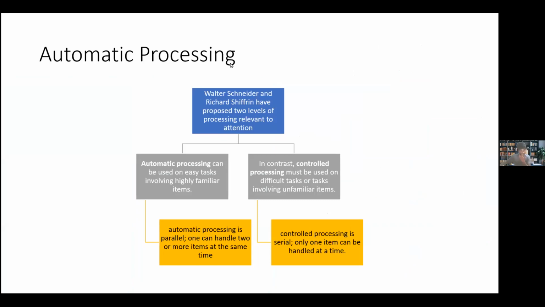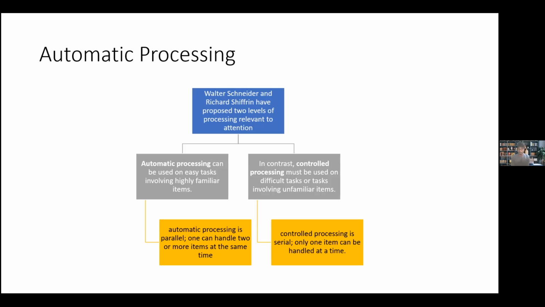So Walter Schneider and Richard Shiffrin distinguished between two levels of processing, two levels of attention. One is automatic. On the other hand, you have control processing. They did not say this one happens first or this one happens later. They only said this can happen and this can also happen. So we'll have another model which talks about the ordering of these things.